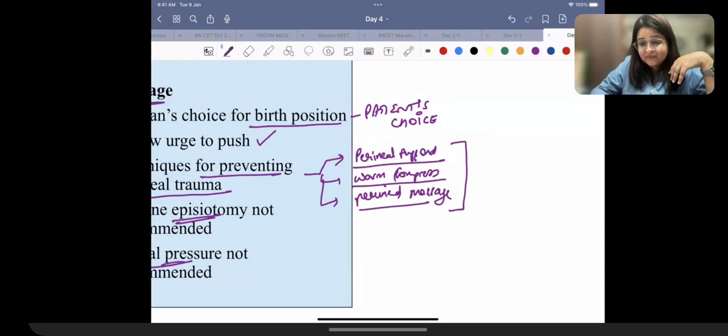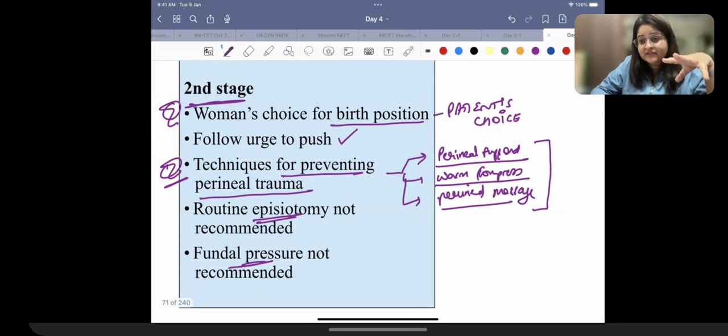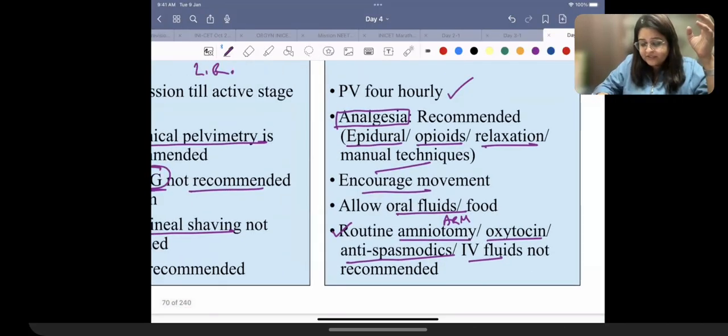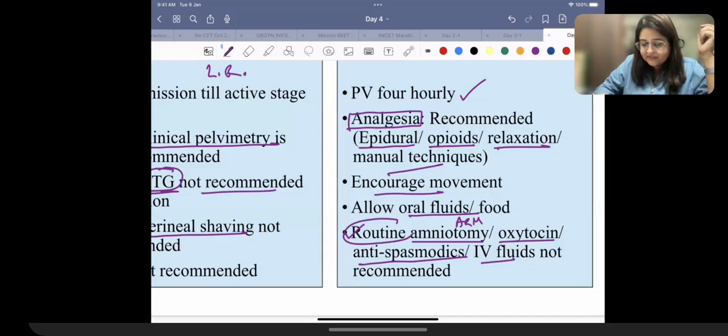Okay. IV fluids routine nahi dena hai, shall be only if the patient is dehydrated. So here na routine nahi dena hai. If indicated, do an ARM. If indicated, give oxytocin. If indicated, give antispasmodics, if indicated IV fluids. But many times you would have seen routinely we do all these things. She's 5 centimeter, do an ARM, start oxytocin.